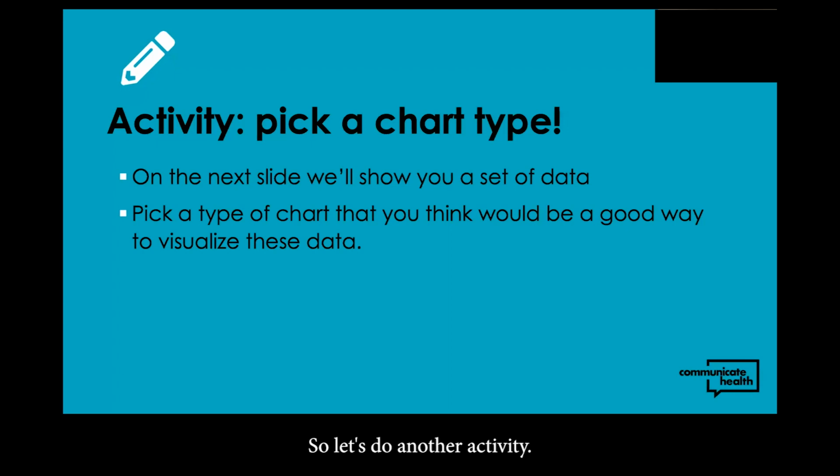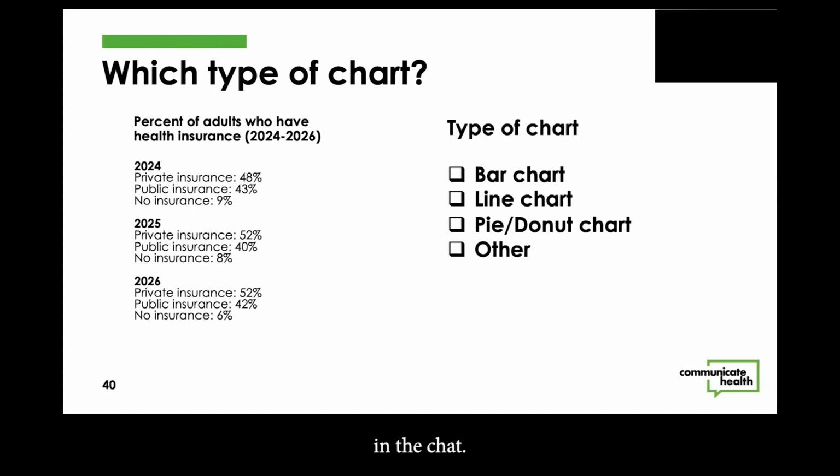So let's do another activity. I'm going to share a set of data, and we're going to pick a type of chart that we think would be a good way to visualize these data. So again, you can just type in the chat. We've got percentage data for adults who have health insurance in 2024 to 2026. I picked dates in the future because I made up these data. These are not real data, completely made up, completely dummy data. That's why I picked dates in the future so we don't get confused about that.